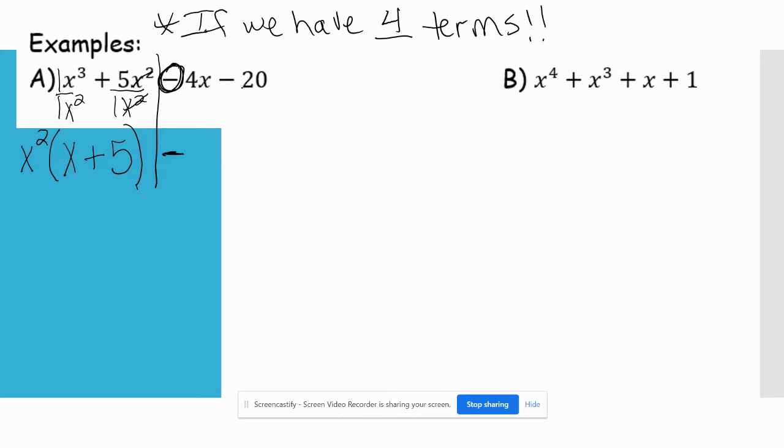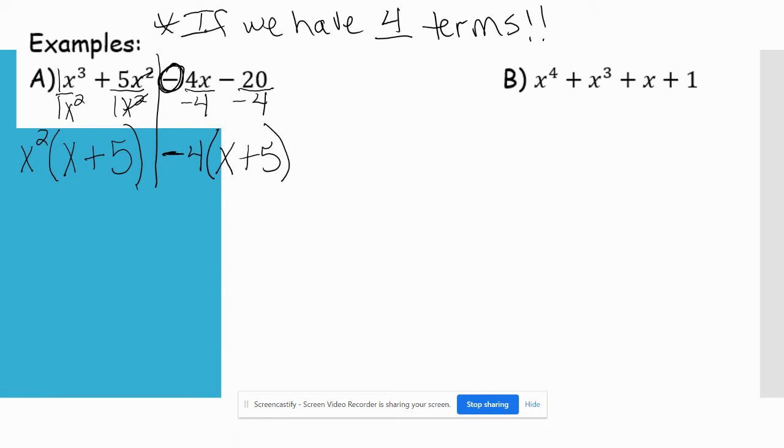I look at the 4x and the 20. They don't both have x's, so I can't pull out x, but 4 and 20 have a common factor of 4. And remember, we pulled down this minus here, so we're actually taking out a negative 4. Negative 4x divided by negative 4, so that's a positive 1, and we still have that x. Negative 20 divided by negative 4 is positive 5.